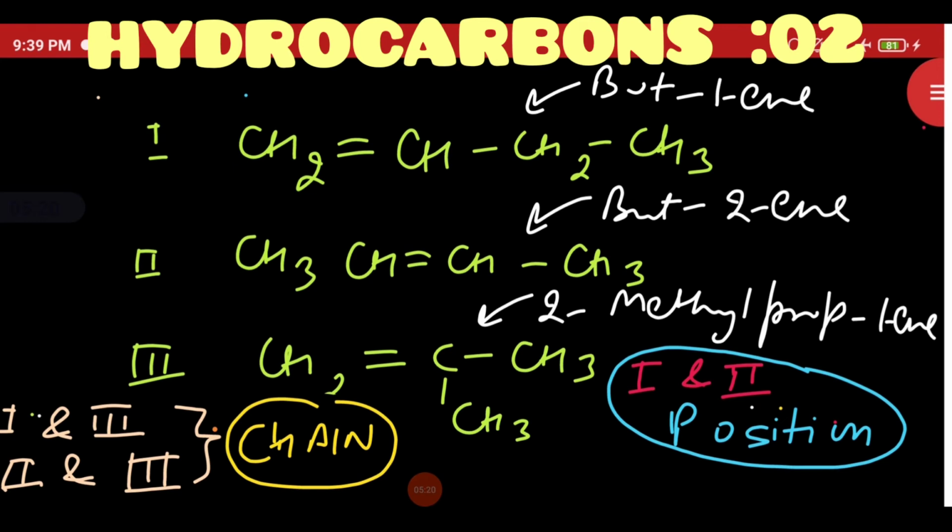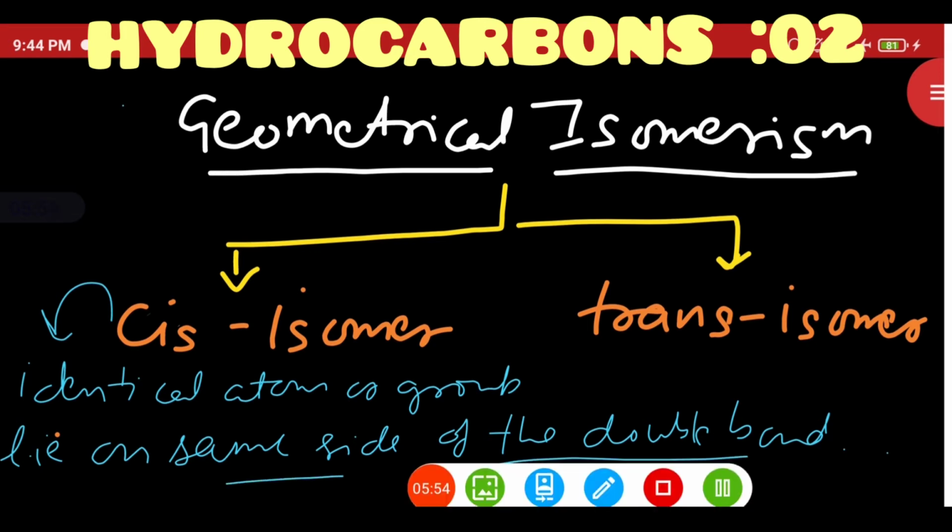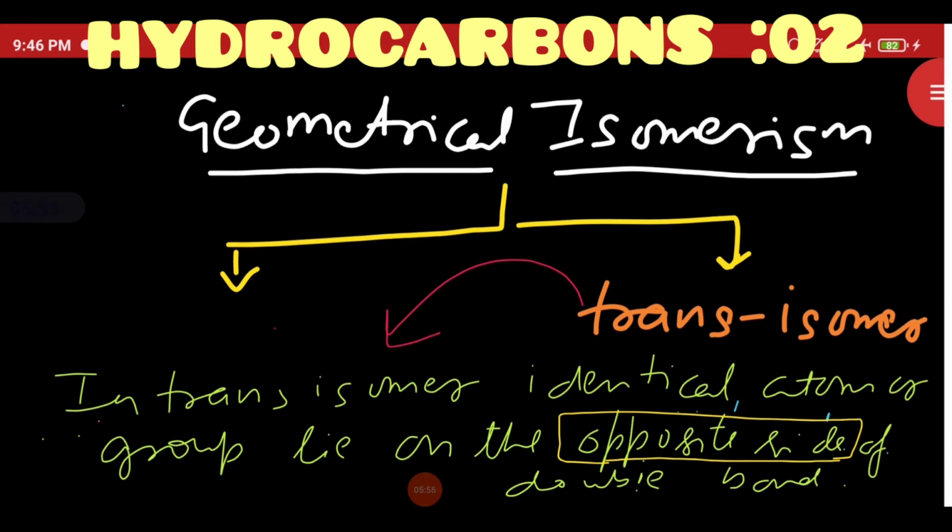Here you see three compounds: but-1-ene, but-2-ene, 2-methylprop-1-ene. Compounds 1 and 2 are position isomers, while compounds 1 and 3 as well as 2 and 3 are chain isomers. Geometrical isomers are of two types, cis isomer and trans isomer. In the cis isomer, identical atoms or groups lie on the same side of the double bond. In the trans isomer, identical atoms or groups lie on the opposite side of the double bond.